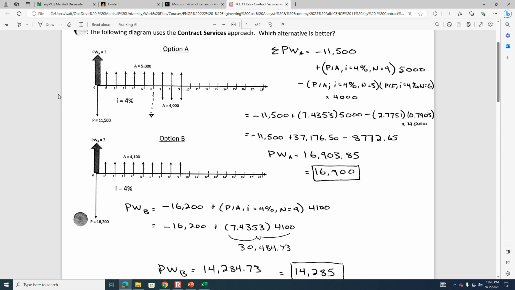If you want to check your answer, the solution's up on the screen. If you're still working, that's great. We have time. Continue, but it is up there.